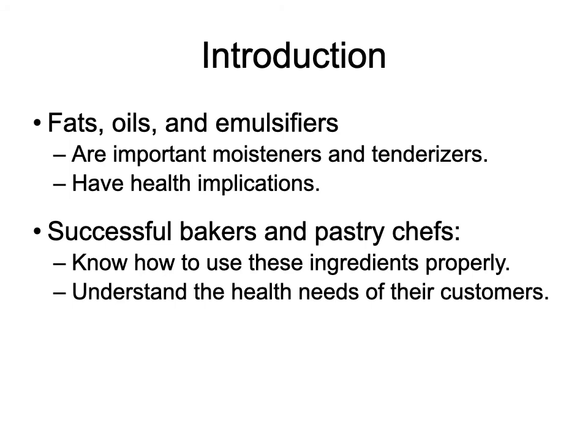So fats, oils, and emulsifiers are important moisteners and tenderizers. Fat generally will tenderize through shortening gluten. And what it does essentially is it makes it difficult for gluten to form because it gets in the way. It makes it difficult for the proteins in gluten, we've talked about gluten and gliadin, it makes it difficult for them to connect and form gluten. This is why we call it shortening, because it shortens the gluten.